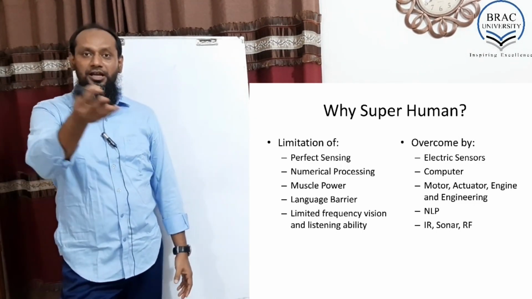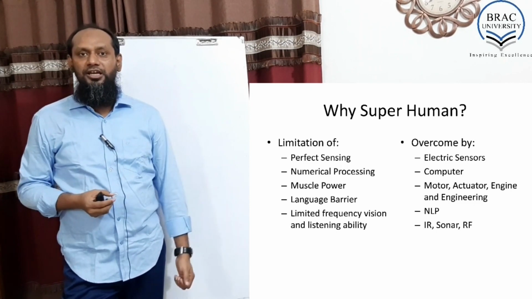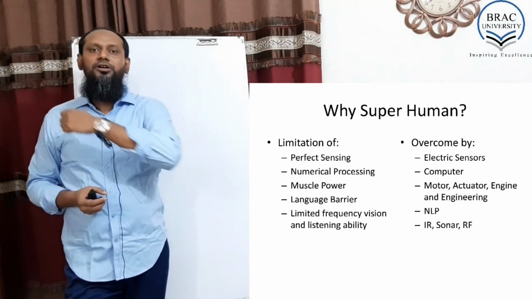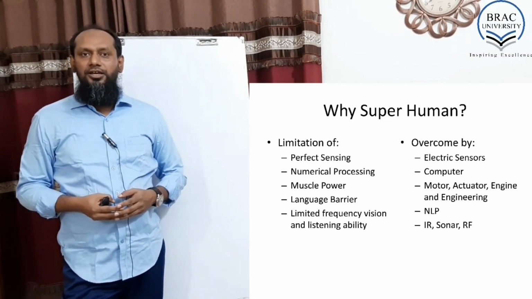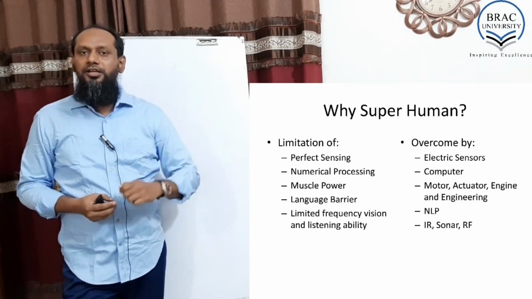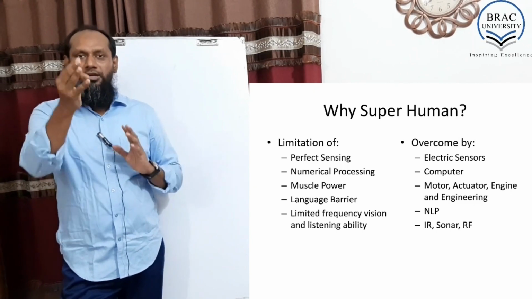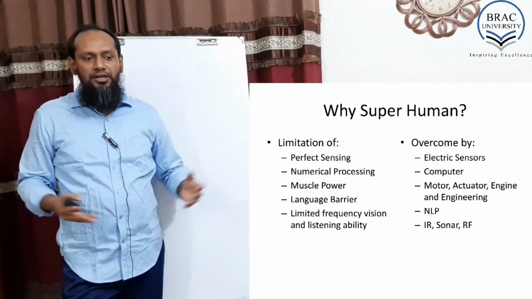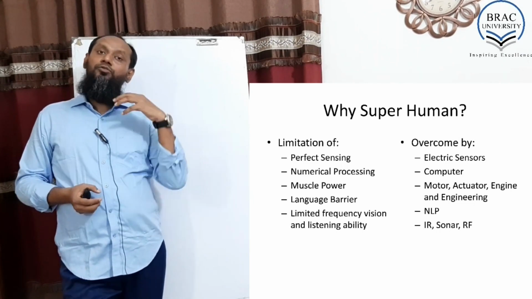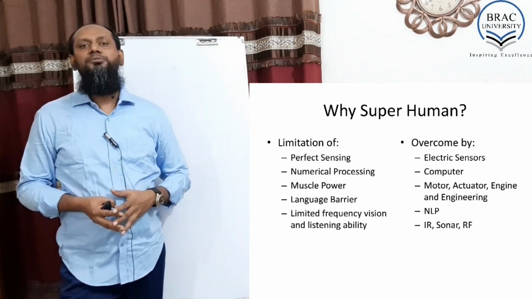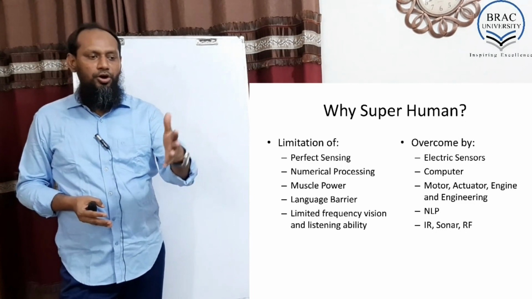Our camera can even see infrared. We cannot see it, like the remote we use for the air conditioner or the TV. The infrared is coming from it. We cannot see it, but our camera can. So we have limitations. By overcoming those limitations, we want to become superhuman. So here are some points.